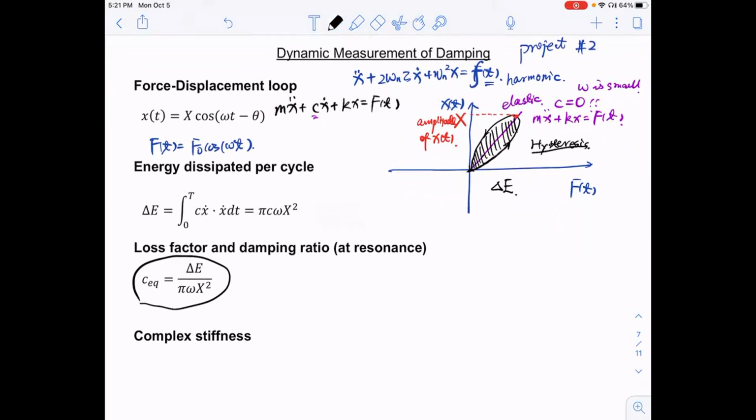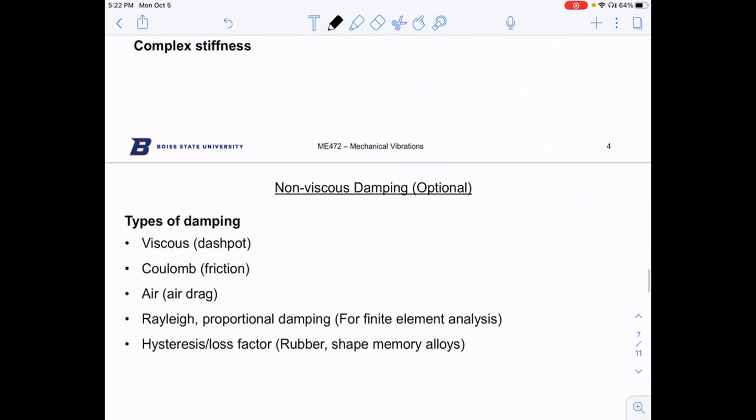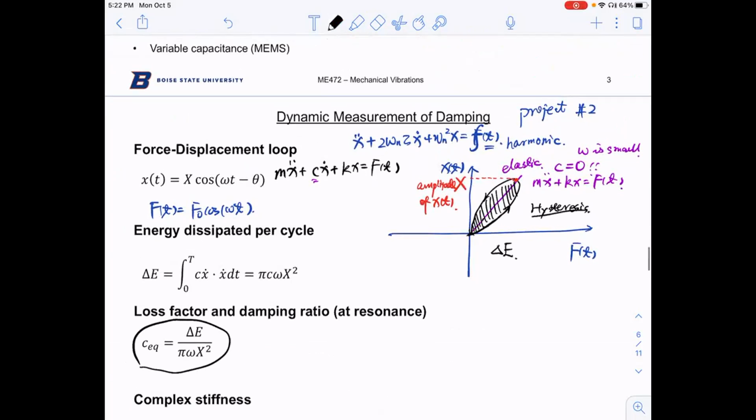So that C equivalent is one thing. This definition works for any kind of damping, not only viscous damping. For example, if you have friction, nonlinear damping, or air drag, you can always use this method to find the equivalent viscous damping coefficient. That actually helps you simplify a nonlinear system into a linear system. That's very common if you have rubber in your mechanical system, and rubber is a nightmare to model. This provides a convenient way to deal with elastomers.